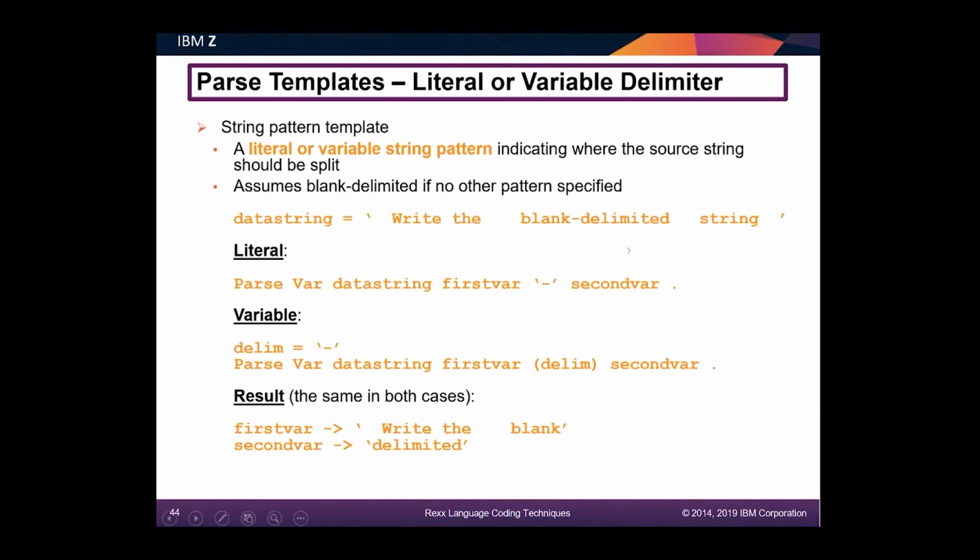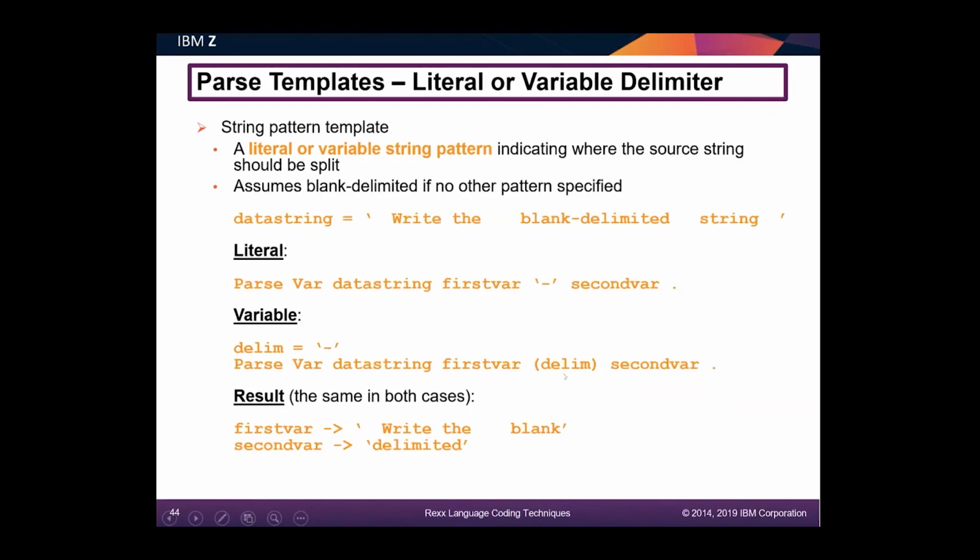The other thing I could do, notice here I put my delimiter in quotation marks, but I could specify a variable for that instead. In that case, I could take a variable named delim, which I've made up. You can use any variable name you want. I've assigned it to my delimiter as a string, and I say parse the variable data string, first var, second var, dot, but notice for the delimiter, I specified the name of the variable in parentheses.